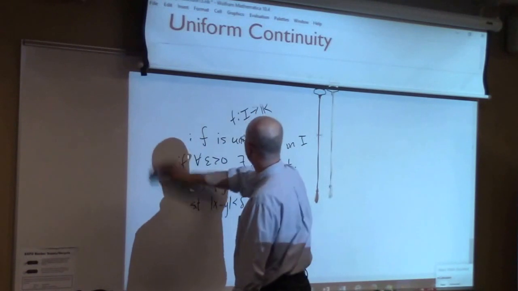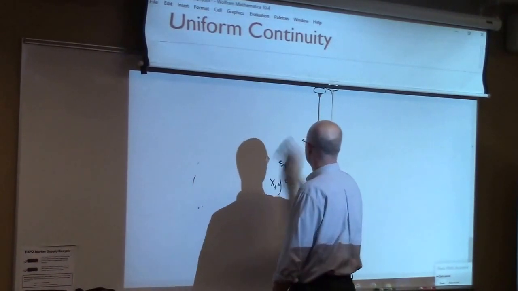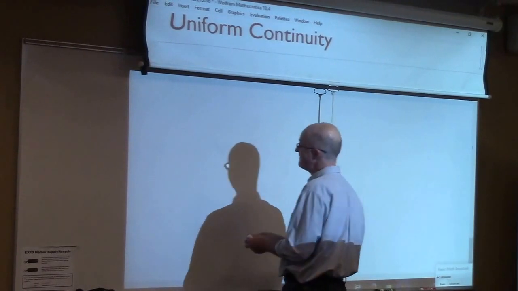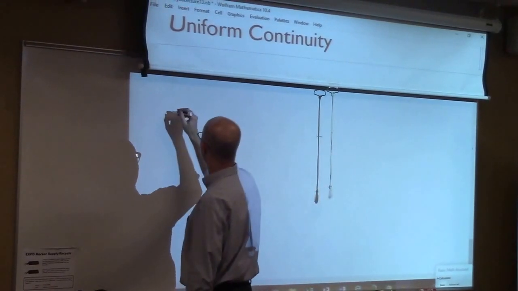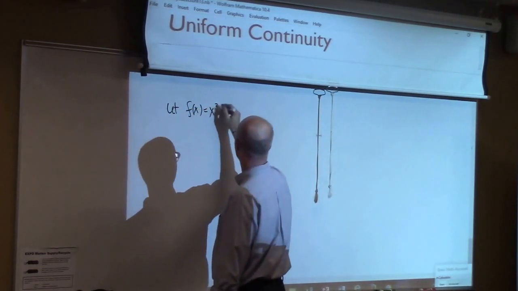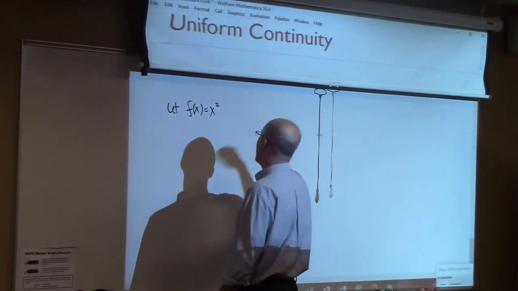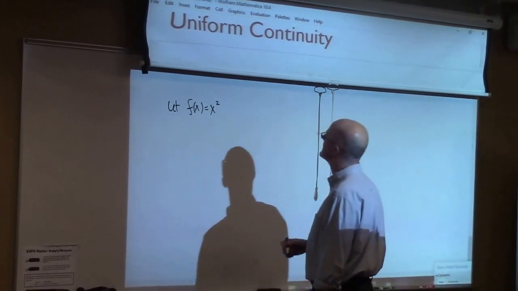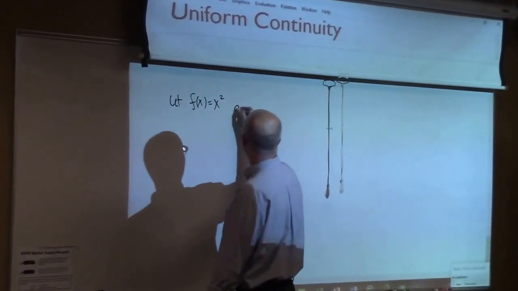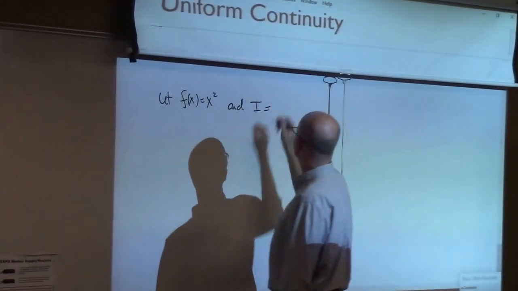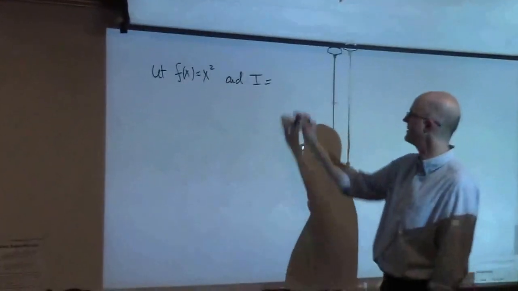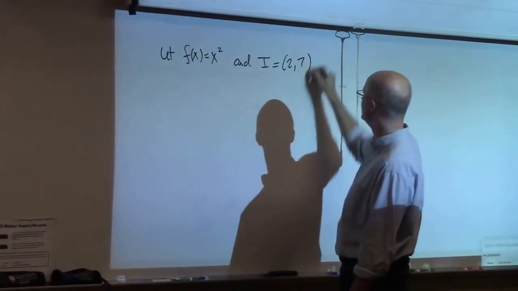Let's consider an example. I'm going to go ahead and erase this, assuming you've written it down or you're looking at the book. Let's consider a quadratic. Actually, let's keep it simple and just consider x squared. I could pick a closed and bounded interval. I actually can pick an open and bounded interval as well. I'm going to pick the interval from 2 to 7.